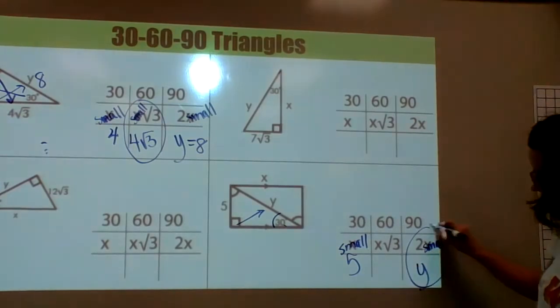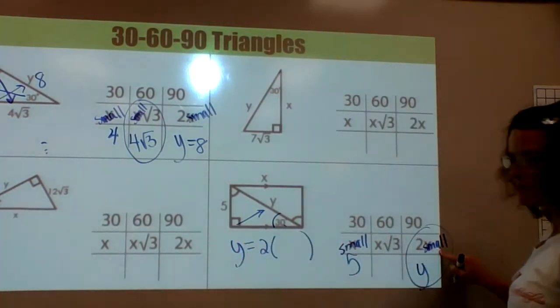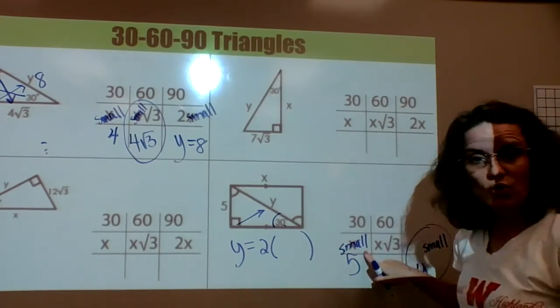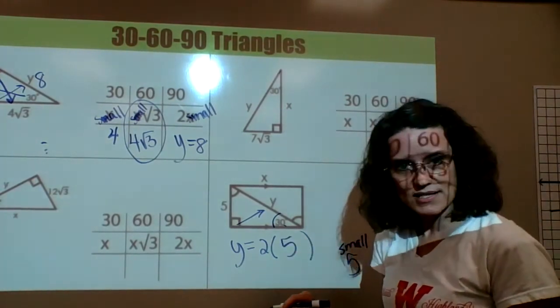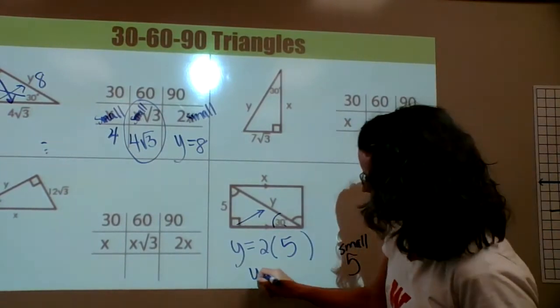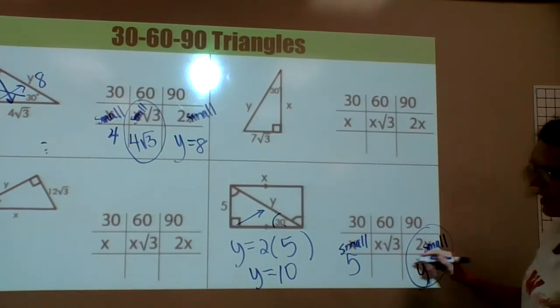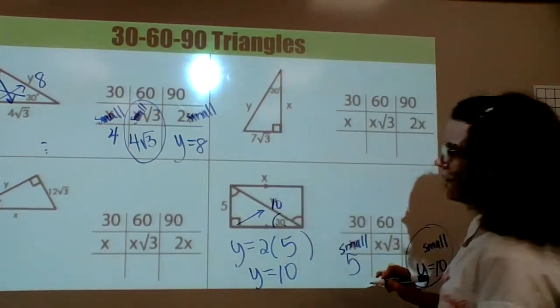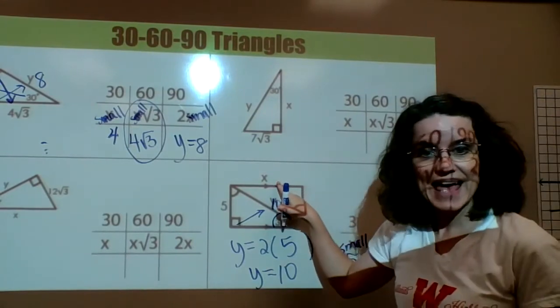So to find y, I need 2 times the small side. Well, I was told that the small side is 5. So y is going to equal 10. Okay, so I can put that in here. Well, now I have the problem of how am I going to find x?